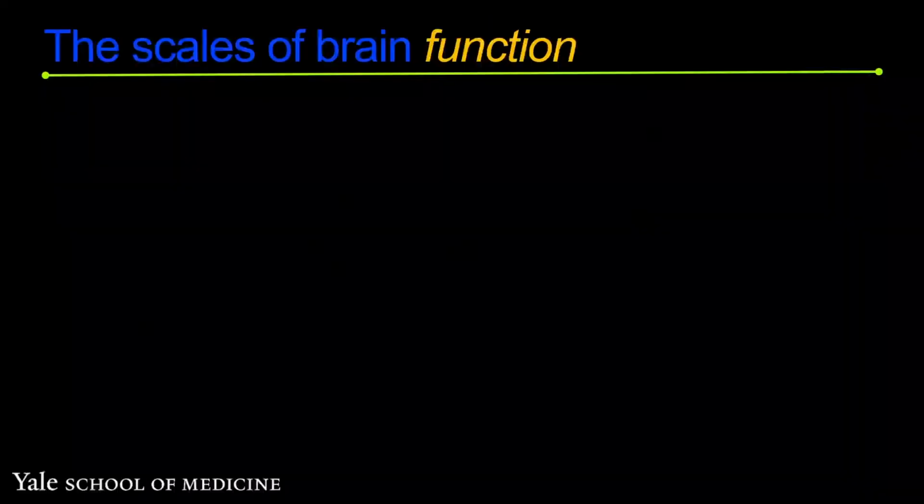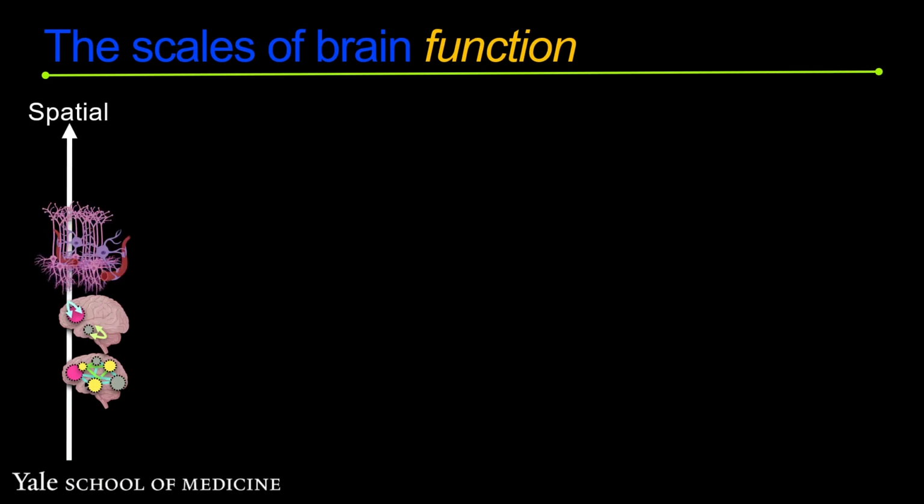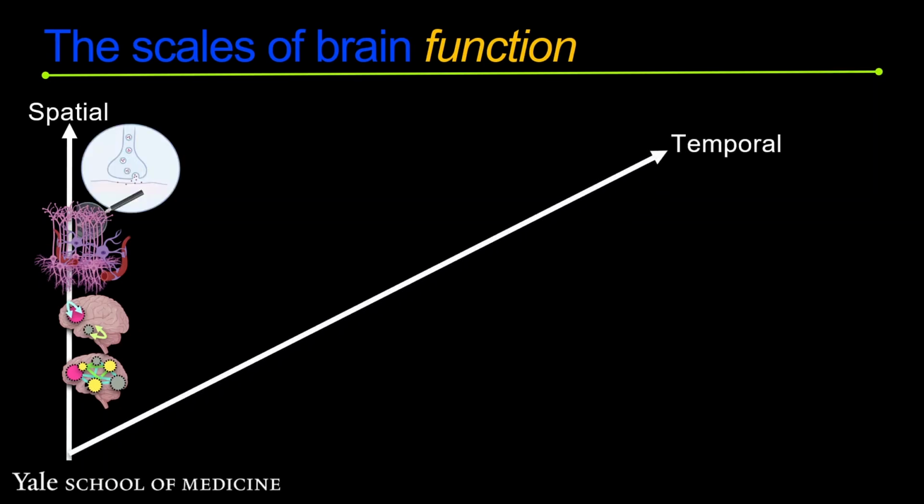So we all know that we can study brain function from a lot of different perspectives. For example, if we take the spatial scale of events, we can study how the whole brain works, or we can focus on specific brain regions. We can go further in the spatial resolution and look at neuronal circuits, and even further than that. The same happens with the temporal scale of events.